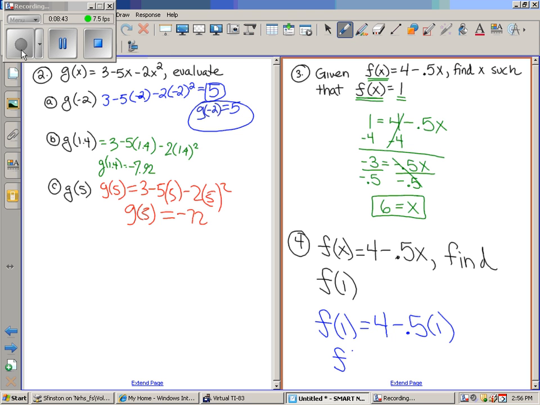How much is that? Can somebody do that in their calculator and tell me how much it is? And then we'll be done. We could pack up our calculators, put them back on the wall. What do you think? I bet I can get it before you can. It's 3.5. That's it.